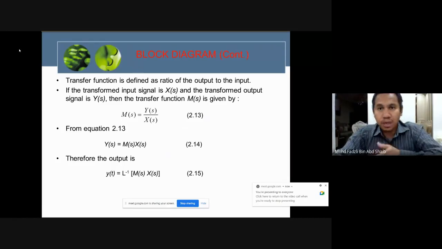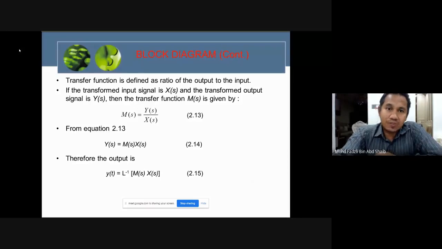We have input, we have output. The transfer function is defined as the ratio of the output to the input, meaning output over input. Normally, transfer function is defined as M(s). Transfer function equals output over input, where output is Y(s) and input is X(s).